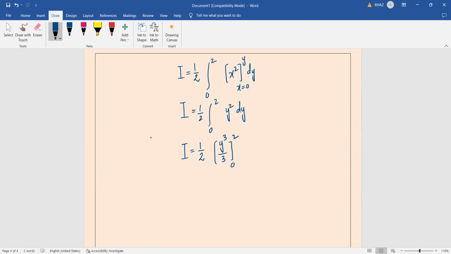The limits are 0 to 2. This is 1 by 3 to the 6 outside, upper limit is 2 power 3, lower limit I am not writing. This is 2 power 3 is 8, 8 by 6, the 2 4's cancel, and the answer is 4 by 3. This is the end of this problem.